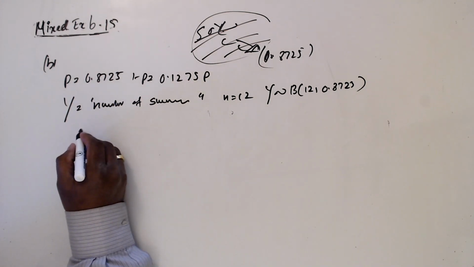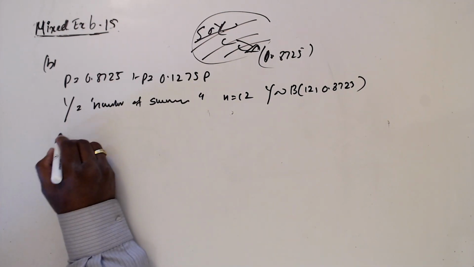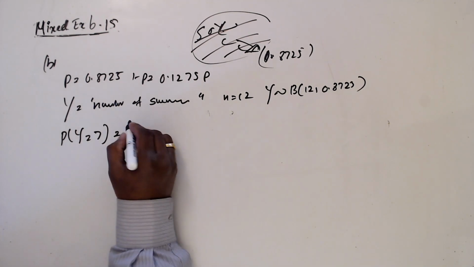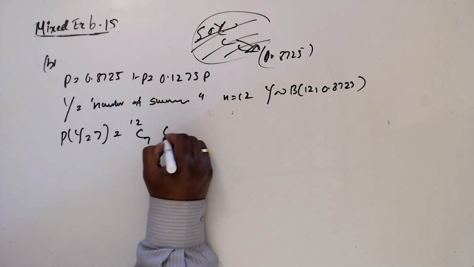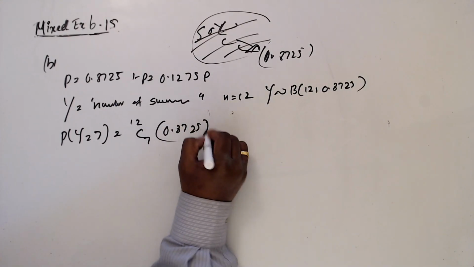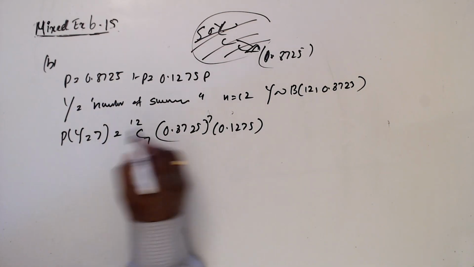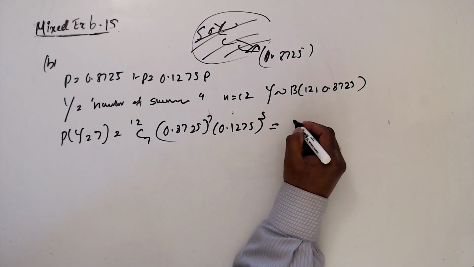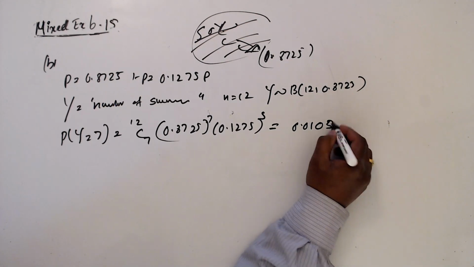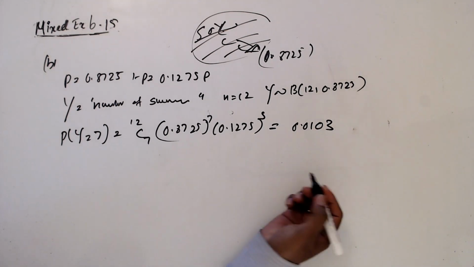Now we need to find probability of y equal 7. It means 12C7 times 0.8725 to the 7 times 0.1275 to the 5. So this is going to be 0.010327.